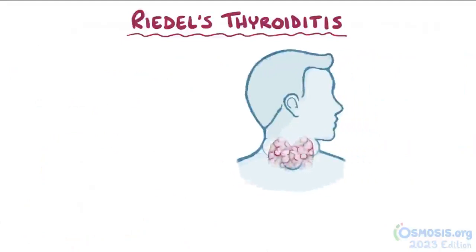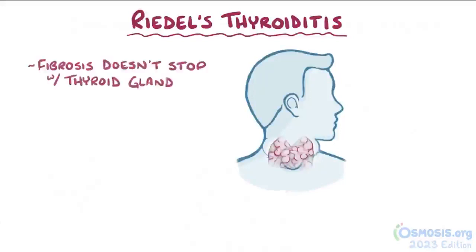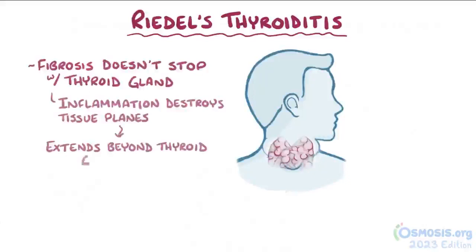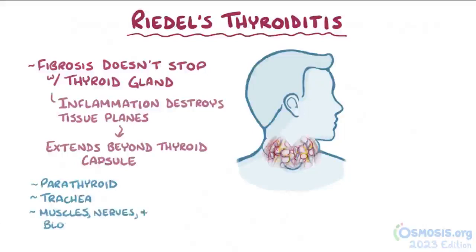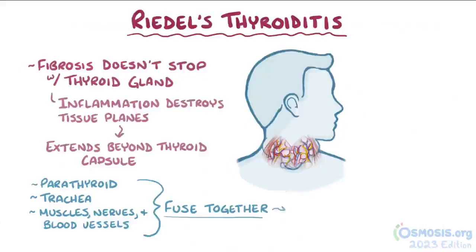What sets Riedel's thyroiditis apart from other autoimmune thyroid inflammations, like Hashimoto's thyroiditis, is that the fibrosis doesn't stop with the thyroid gland. The inflammation destroys tissue planes and extends beyond the thyroid capsule. Once the fibrosis sets in, the nearby structures like the parathyroid glands, trachea, and muscles, nerves, and blood vessels of the neck can all fuse together. The neck structures all join into one solid fibrous mass, like an iron collar.